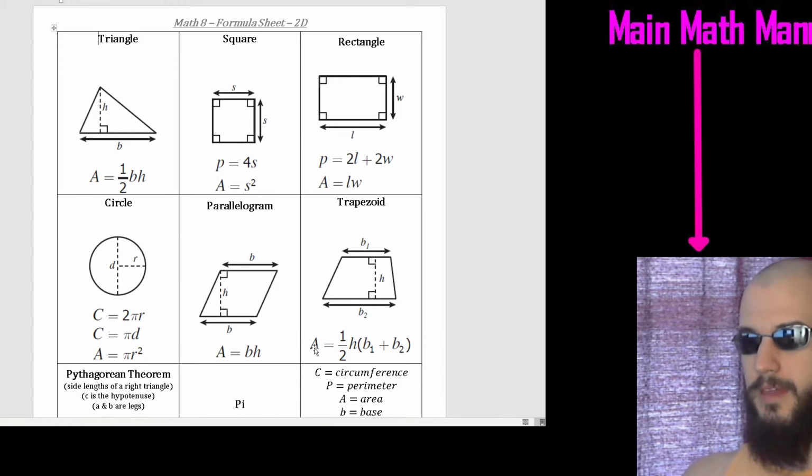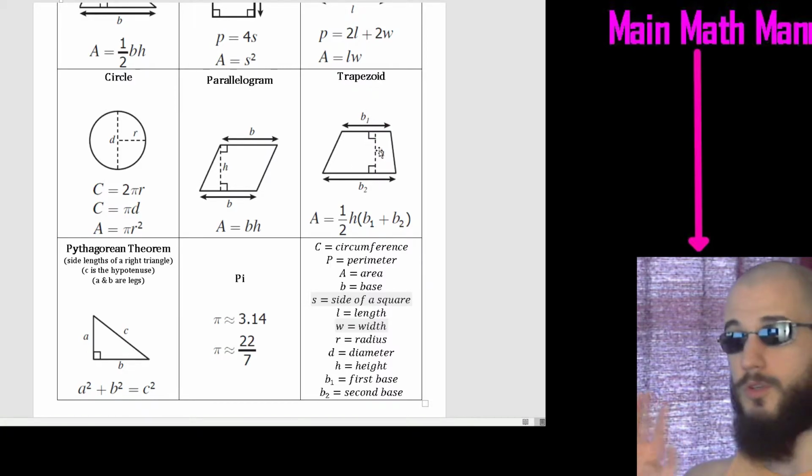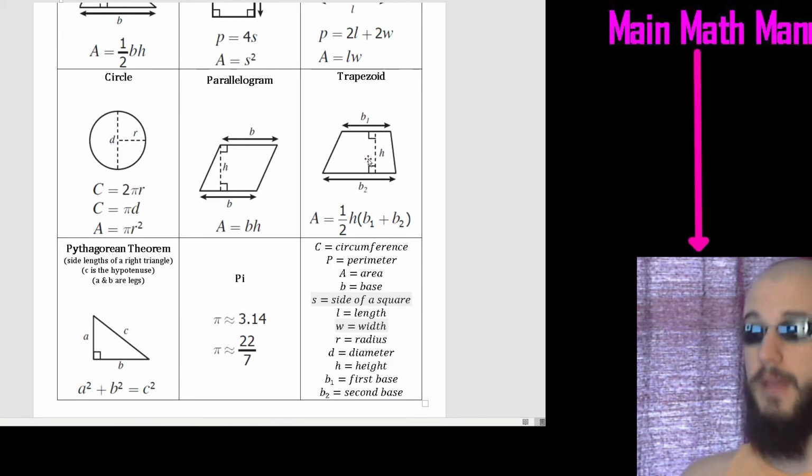So it's going to be the area of the trapezoid is equal to 1/2 times the height times the quantity. Again, that's the parentheses. It's going to be the first base plus the second base, and then it's not b1, b2, or b squared, anything like that. It's just two different bases because they're different lengths.